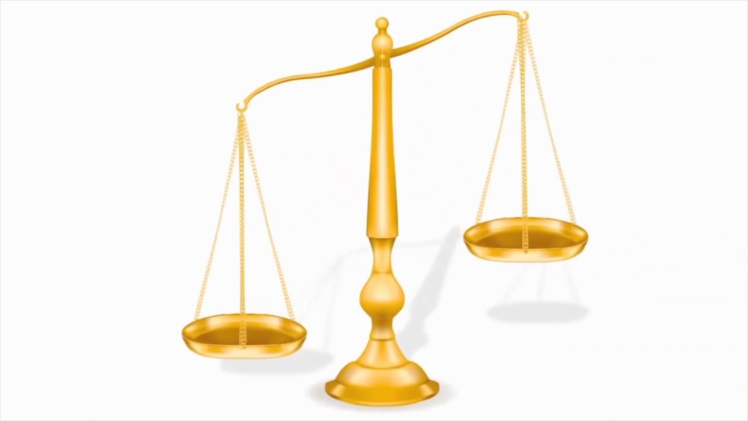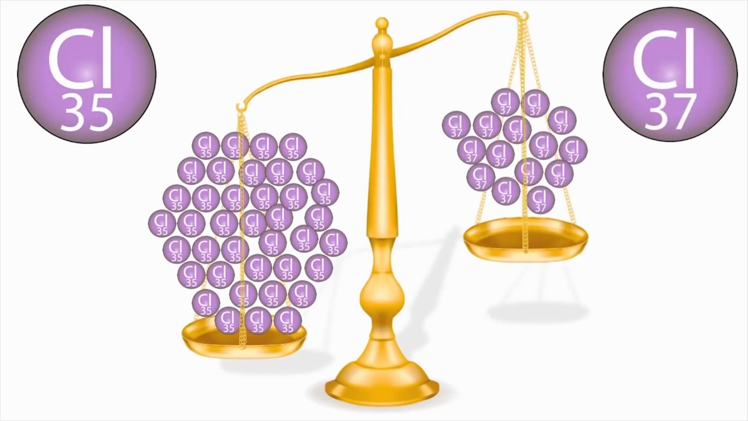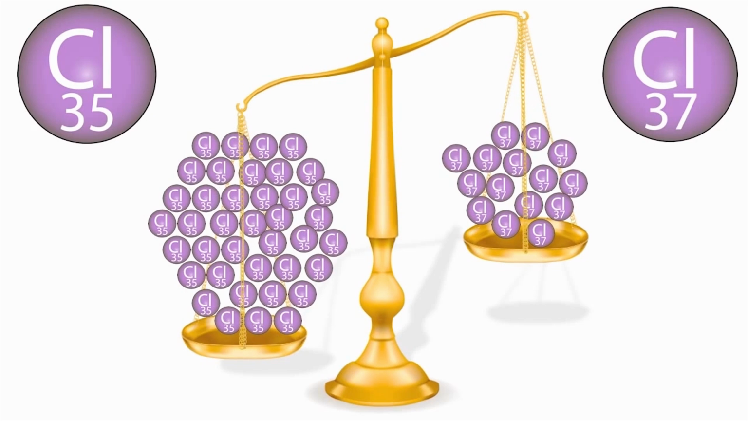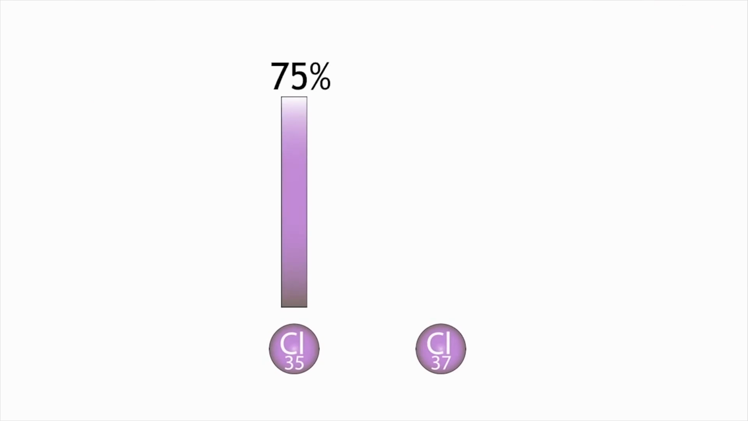We need to remember that we are talking about the number of atoms. There are a certain number of chlorine atoms with a mass of 35 and a certain number of chlorine atoms with a mass of 37. However, within a sample, the levels of each isotope are not equal. So we take this into account when we are calculating the relative atomic mass, so that we are calculating a weighted average. Naturally occurring chlorine is made up of 75% chlorine-35 and 25% chlorine-37.